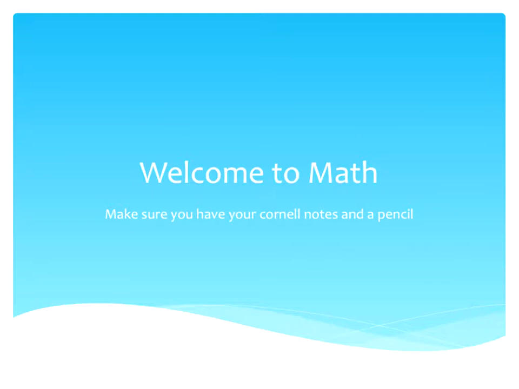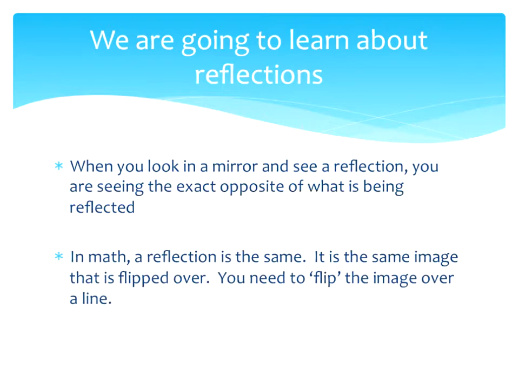All right, so the first thing that we're going to be looking at is what is a reflection. A reflection is just what it sounds like. When you look in a mirror and you see a reflection, you are seeing the exact opposite of what is being reflected. So when I look in the mirror, the left side of my face should be looking at me from the other side of the mirror. You look directly onto the thing, and it's coming back at you. The reflection is exactly the same. It's the same image that is flipped over, and you need to flip the image over a line.